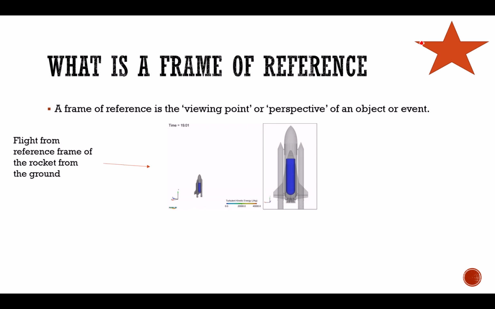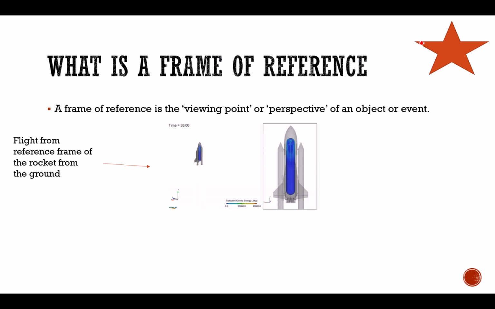Okay. So take this example on the screen where we can see a rocket flying upward, and then we have this image on the right, and you can see the fuel inside the rocket as well. So on the left-hand side, what you're seeing there is the flight of the rocket from the reference frame of somebody standing on the ground. They see the rocket leave the ground and move upward.